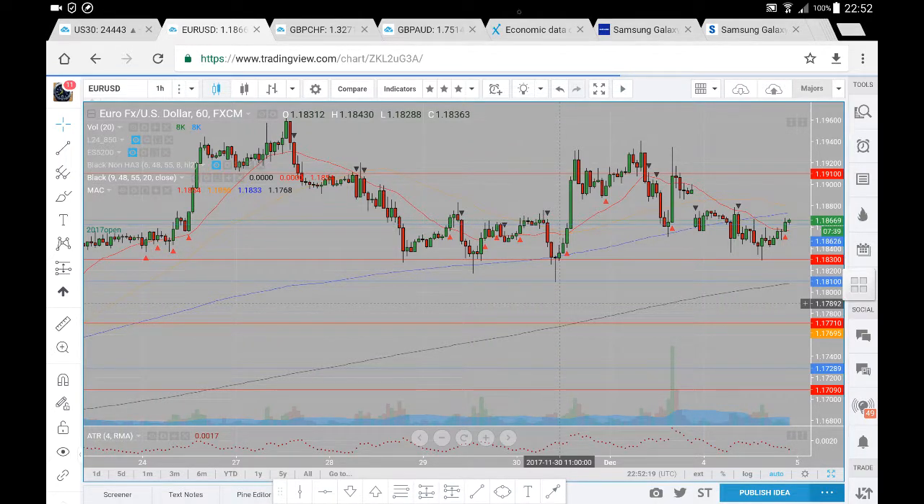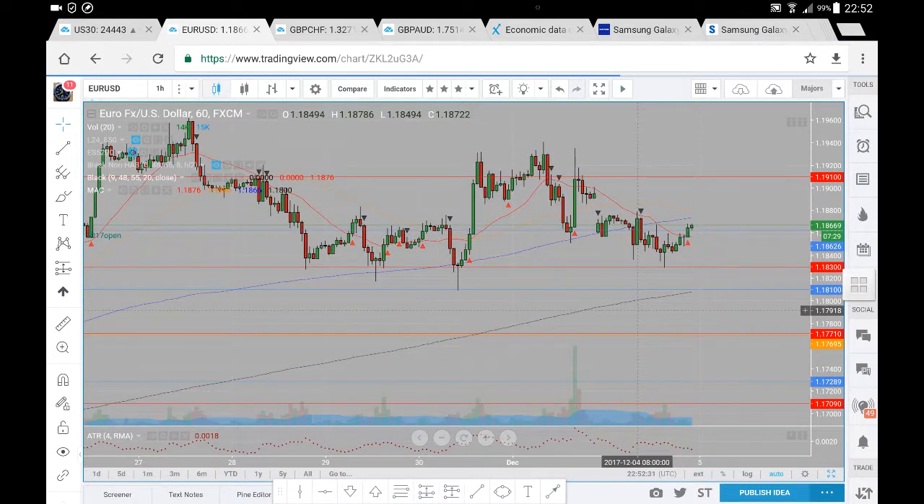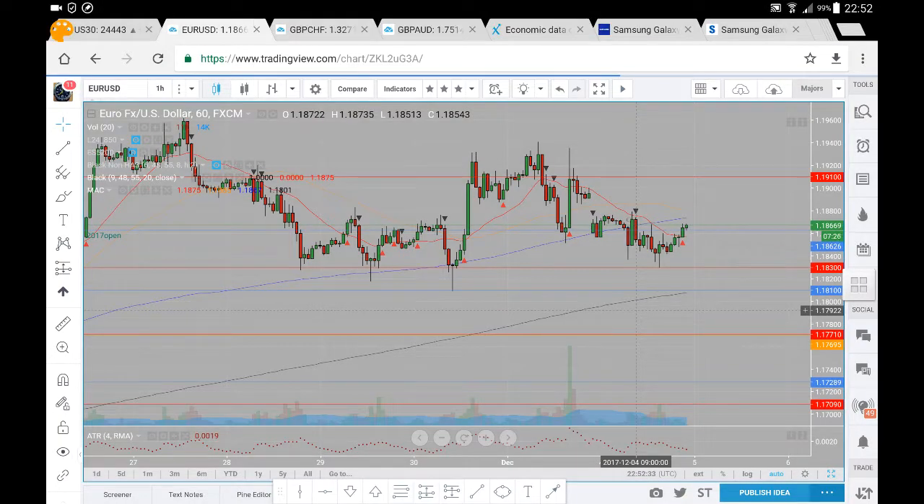So this is the euro dollar analysis for Tuesday the 5th of December. Now let's have a look where prices traded here on Monday the 4th. So we'll just grab the pen, and as we can see here, we had a gap down in the market, which is a bearish sign, and we didn't go up to gap fill.